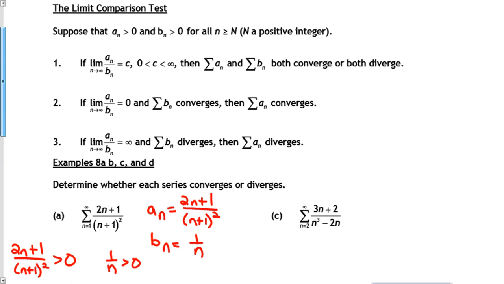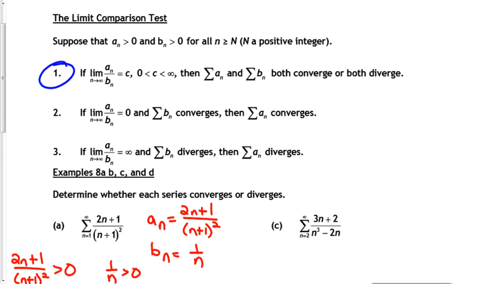Let me run back up here. So I have situation number 1. I have a constant. Constant is greater than 0, less than infinity. That means that the sum of a and the sum of b both do the same thing. They either both converge or both diverge.